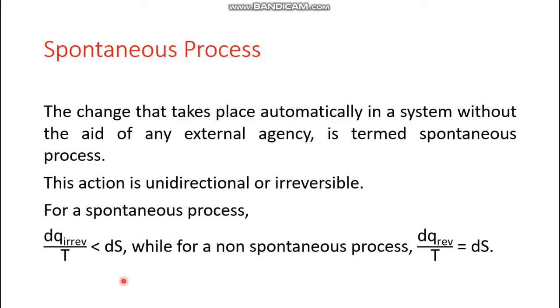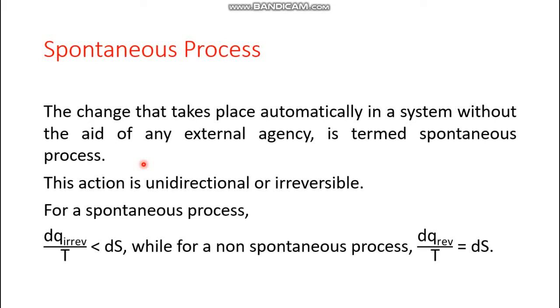So spontaneity of a system, or spontaneity of a change. How does a change take place spontaneously? It takes place spontaneously only when it is irreversible. So the change that takes place automatically in a system without the aid of any external agency is termed spontaneous process. So this is the definition of spontaneous process. I repeat, the change that takes place automatically in a system without the aid of any external agency is termed spontaneous process, and this action is unidirectional or irreversible.